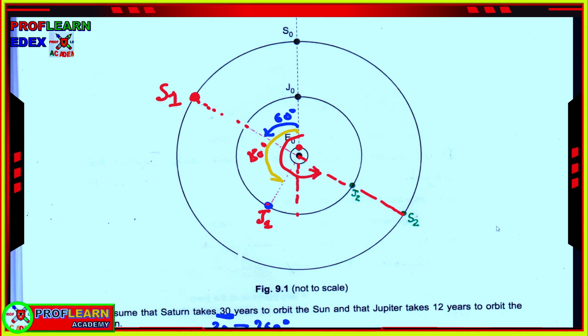But for Jupiter, 20 years, it means how many revolutions has it made? It will be 20 divided by 12 times 360. How many degrees will it make? That will be 600 degrees. So it has made those revolutions. How many revolutions will it make?